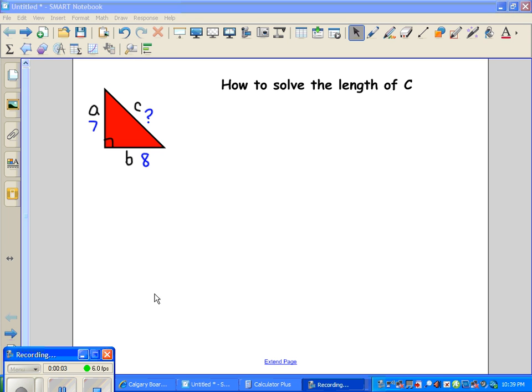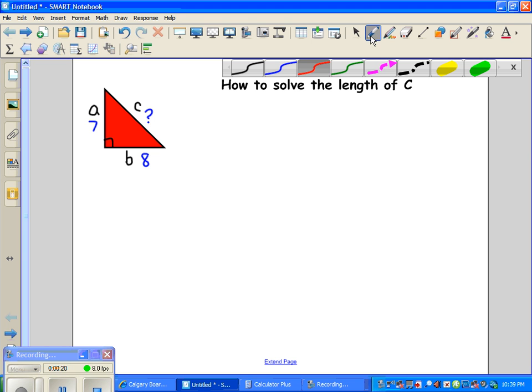Here's a video showing you how to solve the length of C when you are missing the length of the hypotenuse or the slope side of a right angle triangle. First of all, make sure that it is C that you don't know. To verify that, find the right angle, look across from it, and you will be looking at side C. So this triangle is missing the length of C.